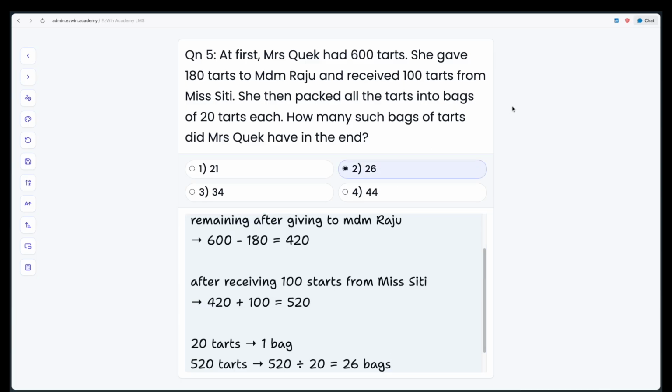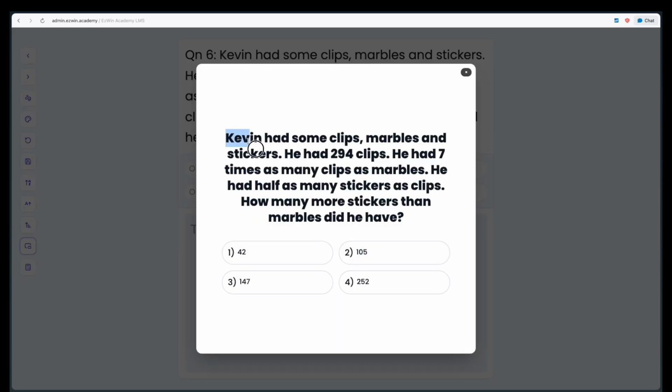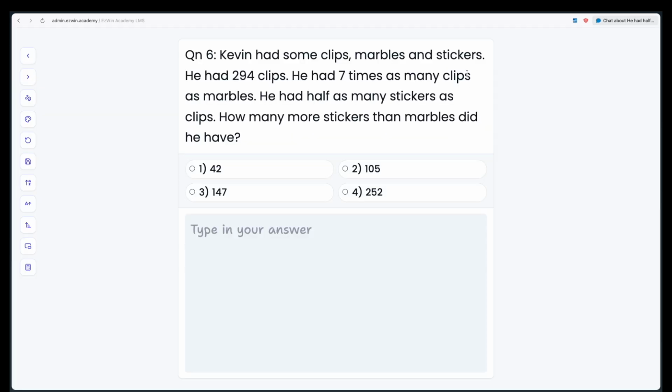All right, there you go. That's the answer for question number 5. Let's move on to question number 6. Okay, question 6. Kevin had some clips, marbles, and stickers. He had 294 clips. He had 7 times as many clips as marbles. He had half as many stickers as clips. How many more stickers than marbles did he have?